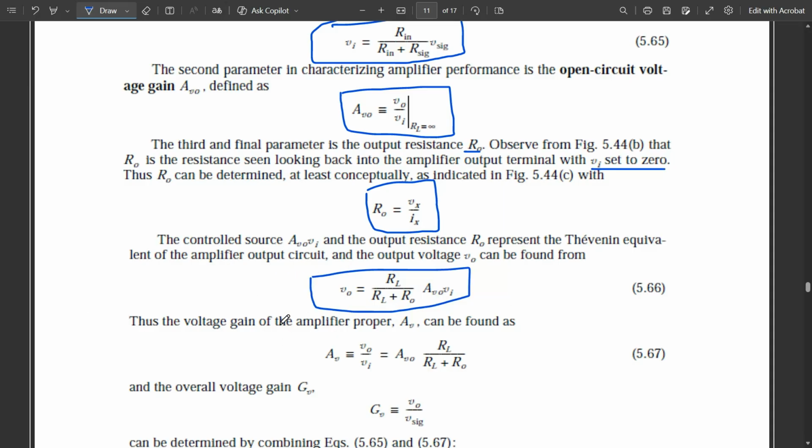Thus, the voltage gain of the amplifier AV can be found as V naught by Vi. Also, it can be written as AV naught into RL divided by RL plus R naught. Okay, why? Because we are having only this V naught component here, and if you bring this Vi component to the other side, that would be equal to V out by V in, V naught by Vi. That can be given by the voltage gain. So that's why AV is given by AV naught into RL divided by RL plus R naught. So this expression again you need to be noting down.